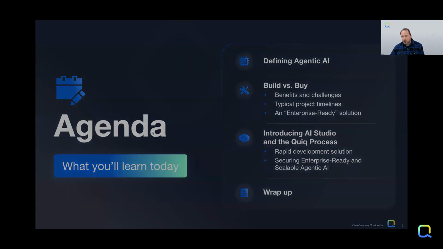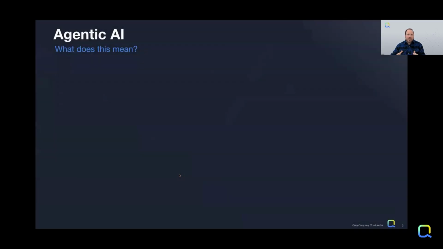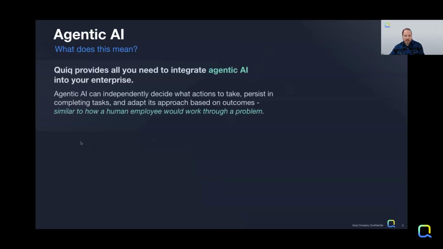The first slide that we're going to look at now is on agentic AI. Like I said, it can be confusing to some people. A lot of people throw it out and they mean different things by it. So I think it's best to level set, explain what agentic AI means and break it down from there. When you look at the definition of agentic AI, Quiq really is going to provide all you need to integrate agentic AI into your enterprise.